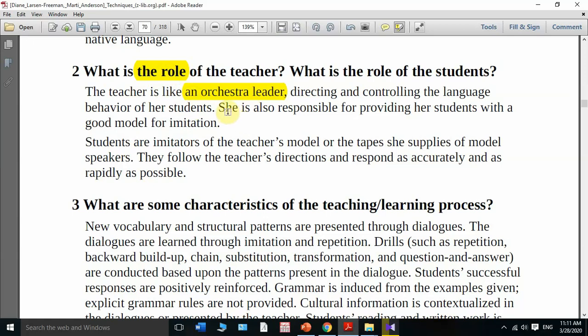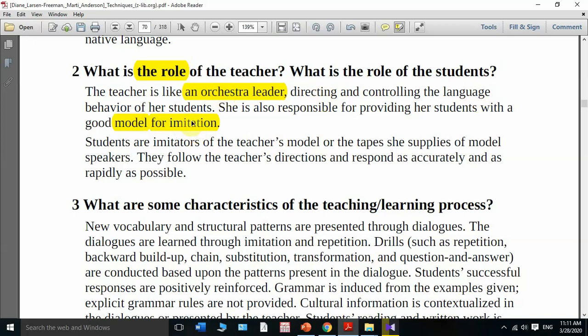She refers to the teacher. She's also responsible for providing her students with a good model for imitation. So teachers are accurate models, or here we say good models. For what? For imitation, and that's another keyword for us. So teachers should be good models for their students to imitate the language.